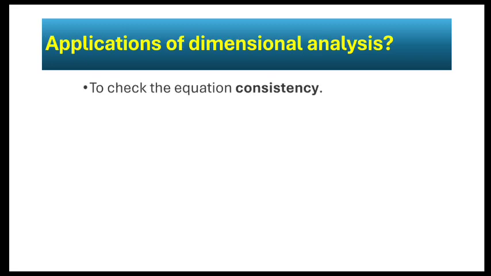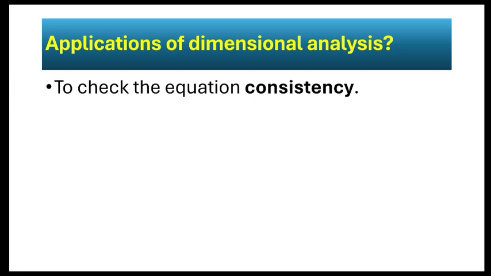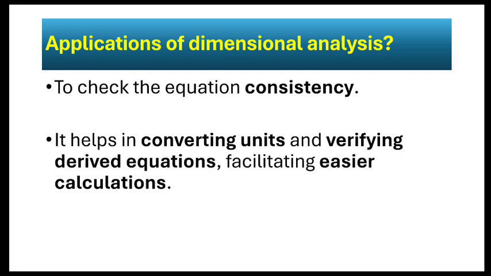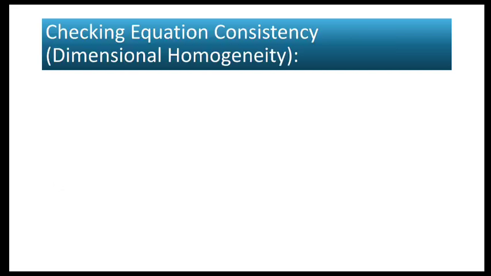So what are the applications of dimensional analysis? It means to check the equation consistency, to convert the units, and to verify the derived equations. These are the applications of dimensional analysis. The first application is checking equation consistency. That is nothing but dimensional homogeneity. What does this dimensional homogeneity mean?